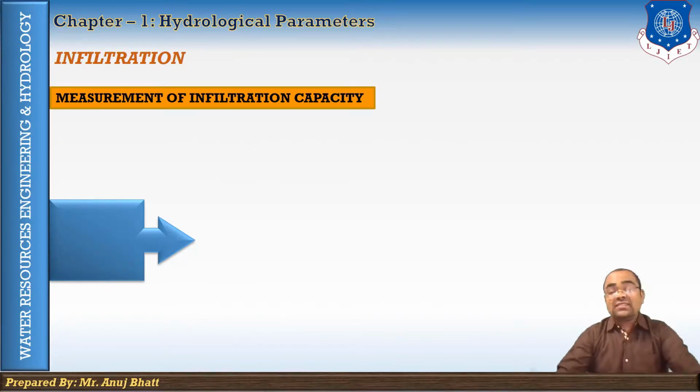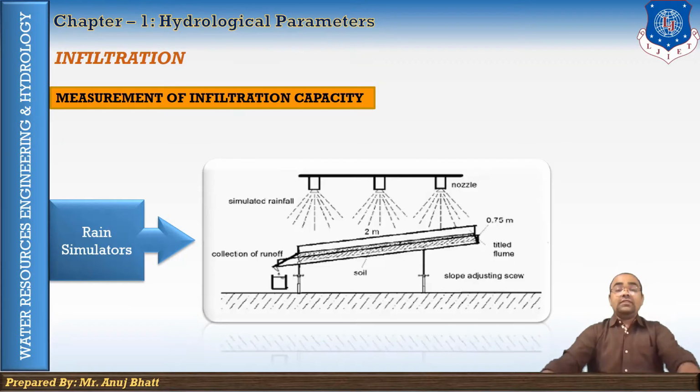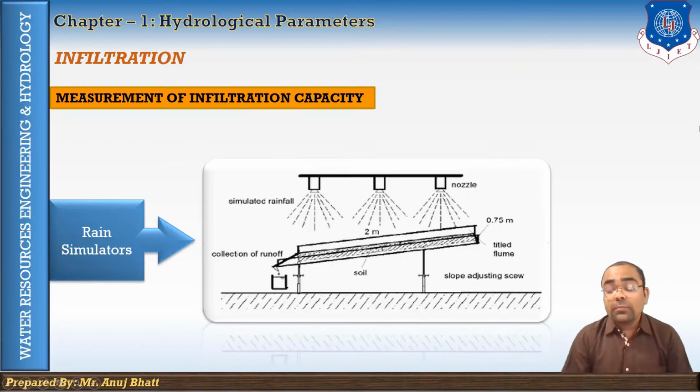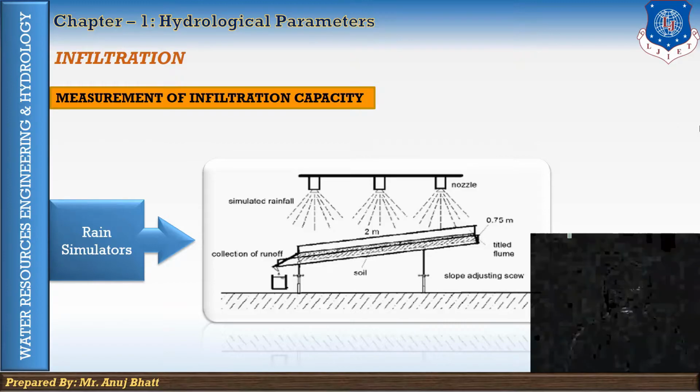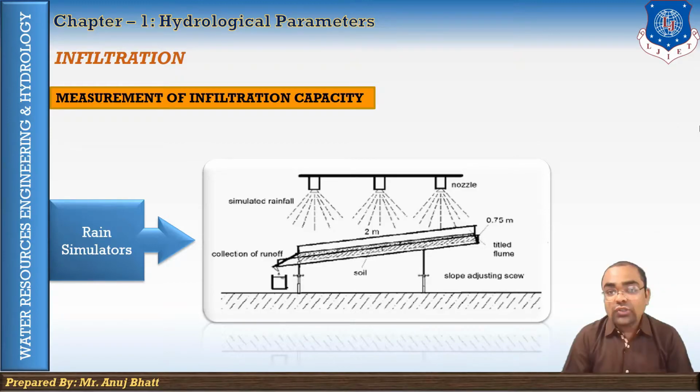Well, the next type of infiltrometer is the rainfall simulator. In this type of infiltrometer, water is applied in the form of a spray, as shown here, with the help of this nozzle. Now a plot of size about 4 meter by 2 meter should be selected, and on that water is to be applied in the form of artificial rain at a uniform rate.